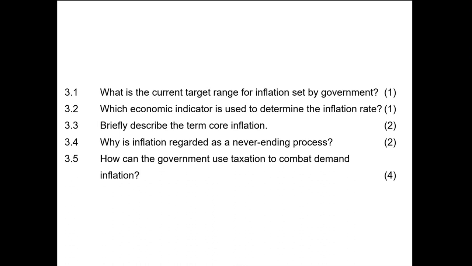Then question 3.2, which economic indicator is used to determine the inflation rate? So even though economic indicators is part of paper one content, it overlaps with what we are currently doing, which is paper two content, okay? So economic indicators, yes, paper one content, but it's applicable to what we are doing now, which is we are busy with inflation. So which economic indicator is used to determine the inflation, right? For one mark, so it's just one concept, one term.